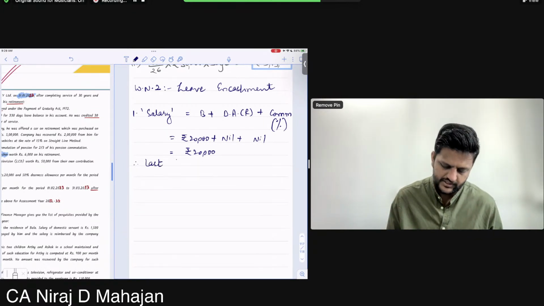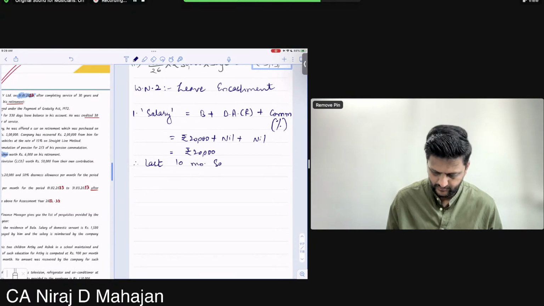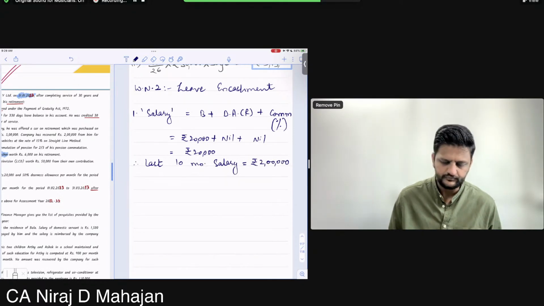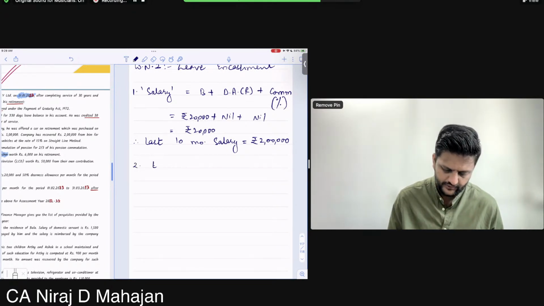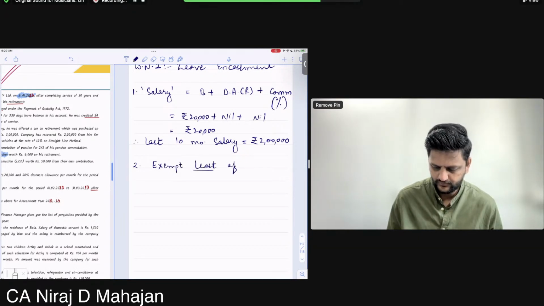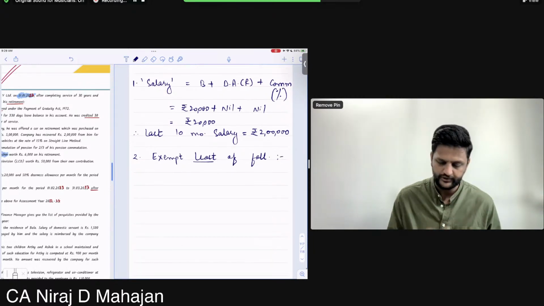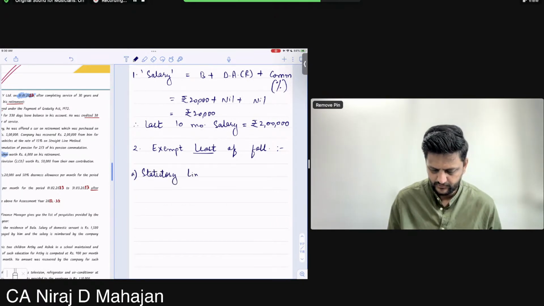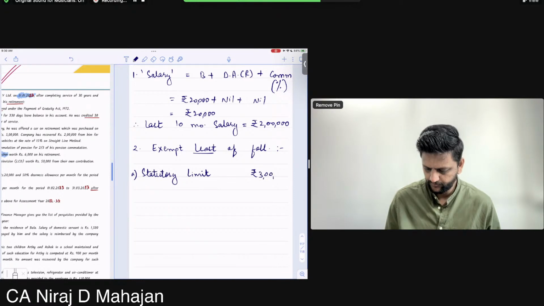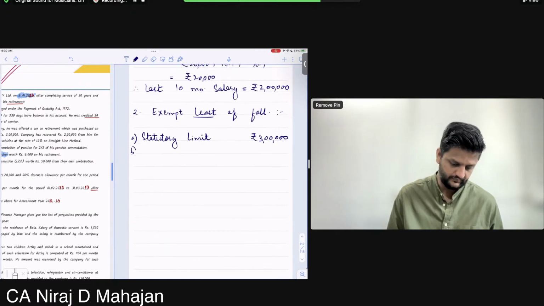And last 10 months salary is rupees how much now? 2 lakhs. Is it okay? Right till here? Chalo. It is exempt, least of the following. First, statutory limit, 3 lakhs. B, actually received.